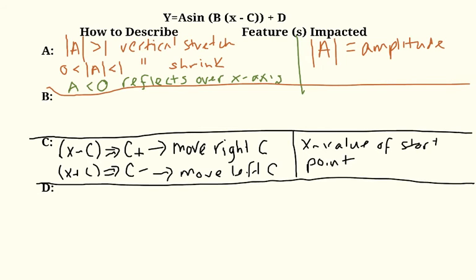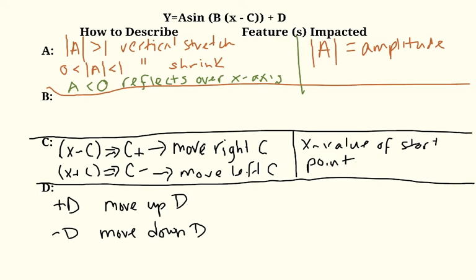D is the next one that we're comfortable with. We used it with all of the other functions that we work with so far. If I have a number added or subtracted to the end of my function, we know that that gives us an up or down translation. So if I have plus D, that means that my graph is getting moved up D units. And if I have minus D, it means that my graph is getting moved down D units.